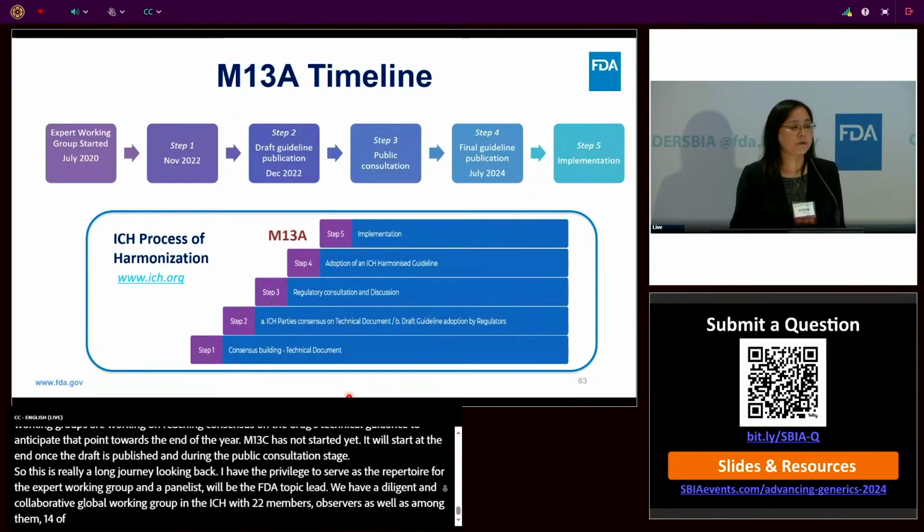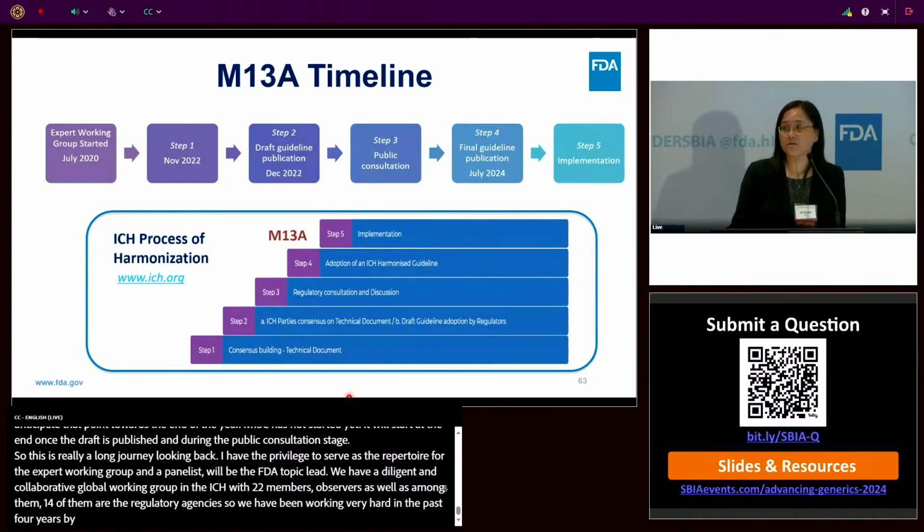So we have been working very hard in the past 4 years, publishing this guideline following the ICH process for harmonization. There are 5 steps, as laid out in this slide.